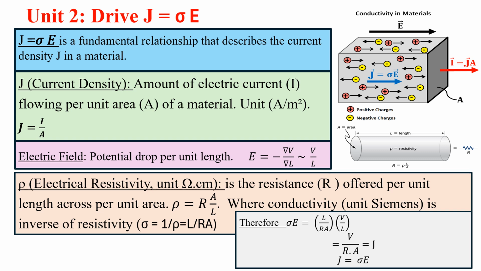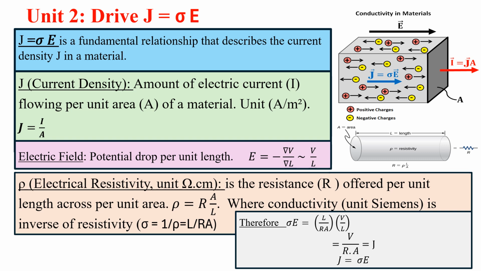Similarly, electrical resistivity, whose unit is ohm centimeter or ohm meter, is the resistance offered per unit length across a unit area. Resistivity can be defined as resistance R times A over L. Conductivity, whose unit is Siemens, is inversely proportional to the resistivity, so we can write conductivity sigma is equal to 1 over rho, which is equal to L over R A.